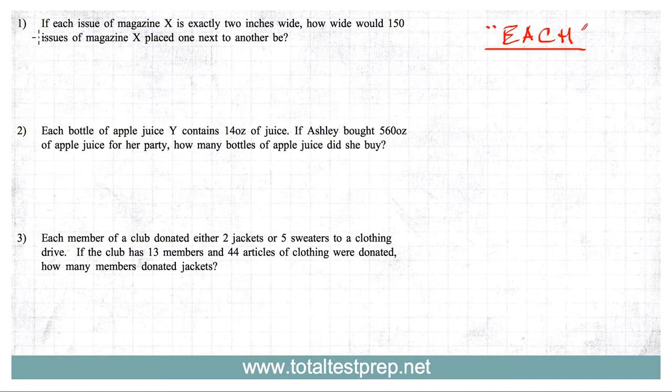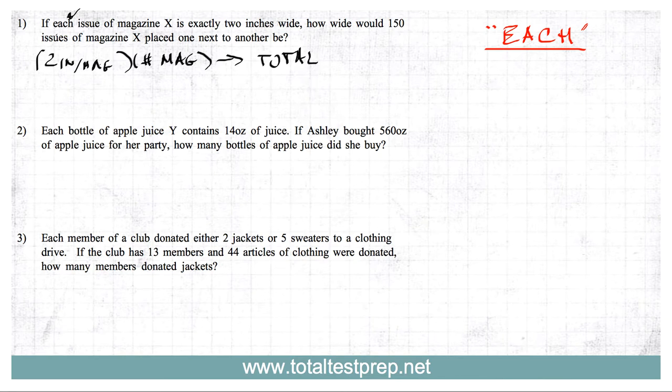In question 1, we're asked, if each issue of magazine X is exactly 2 inches wide, how wide would 150 issues of magazine X placed one next to another be? In a word problem, the word each generally indicates a rate. So for example, if each issue is 2 inches wide, what that tells us is that the width is 2 inches per magazine. If we know that the width is 2 inches per magazine, we can multiply that by the number of magazines to get the total width.